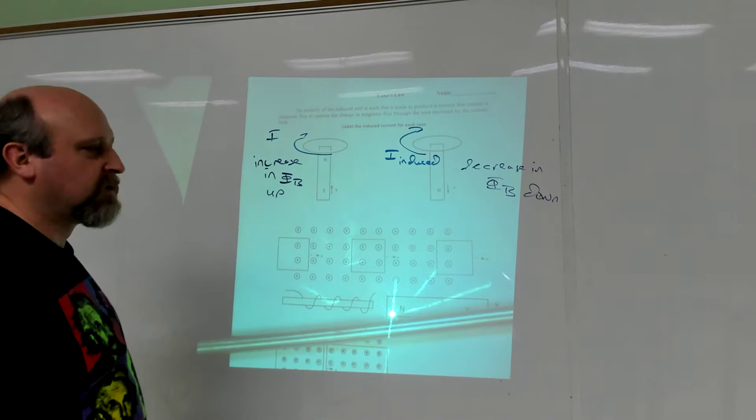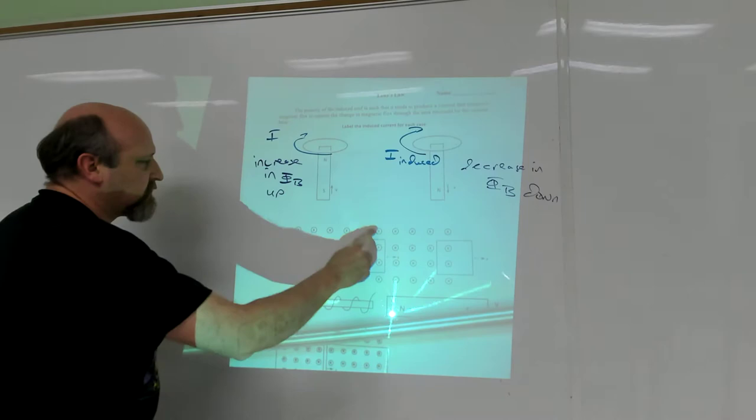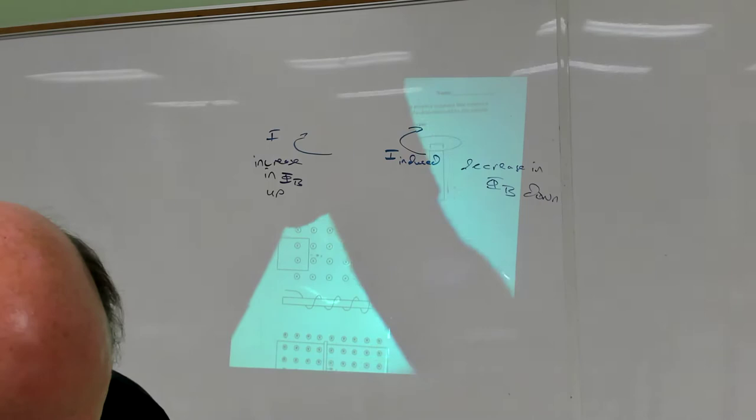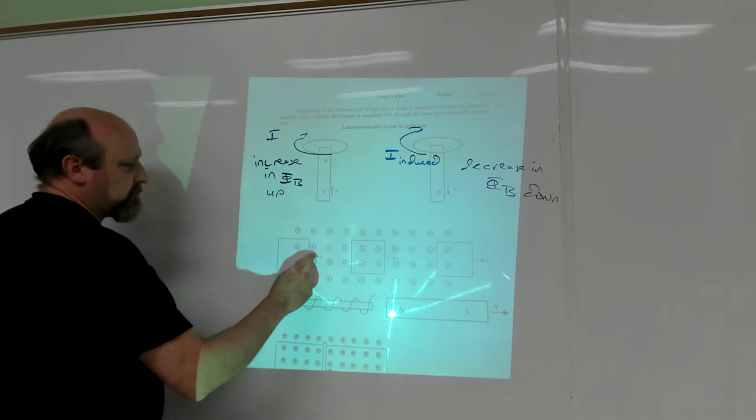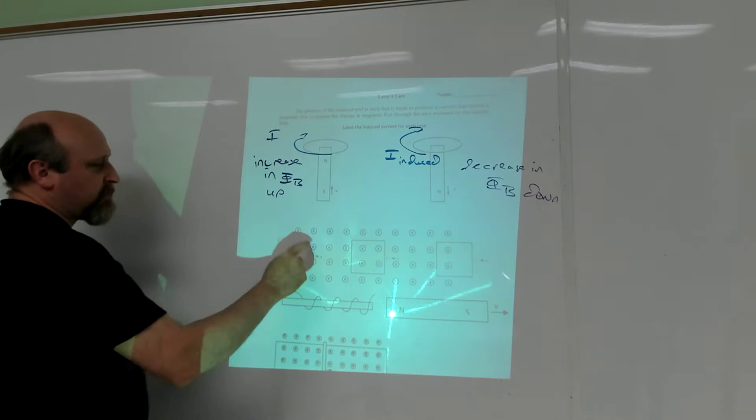I'm going to show you two more examples here. Take a look at this one. Okay. What we have here is a loop of wire. Now, in this case, it's rectangular instead of circular. Doesn't matter. But here I have a loop of wire. This time I'm moving that wire, okay? I'm not moving the magnet, I'm moving the wire this time, and I'm moving it sideways like this, okay?